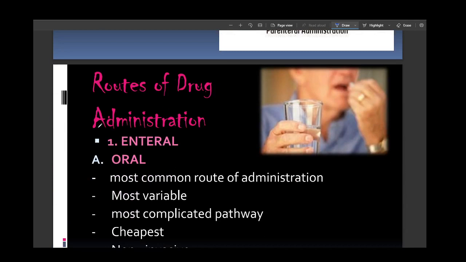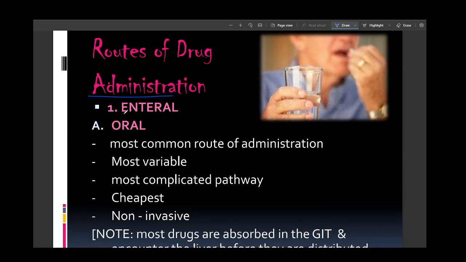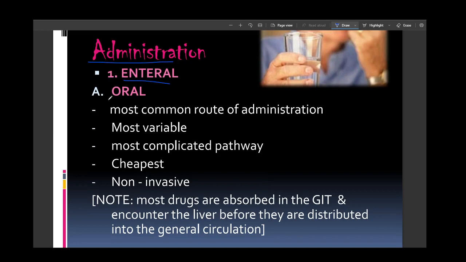So, routes of drug administration. Enteral includes oral, from the mouth. It is the cheapest, non-invasive, most complicated, the most variable, and the most common.